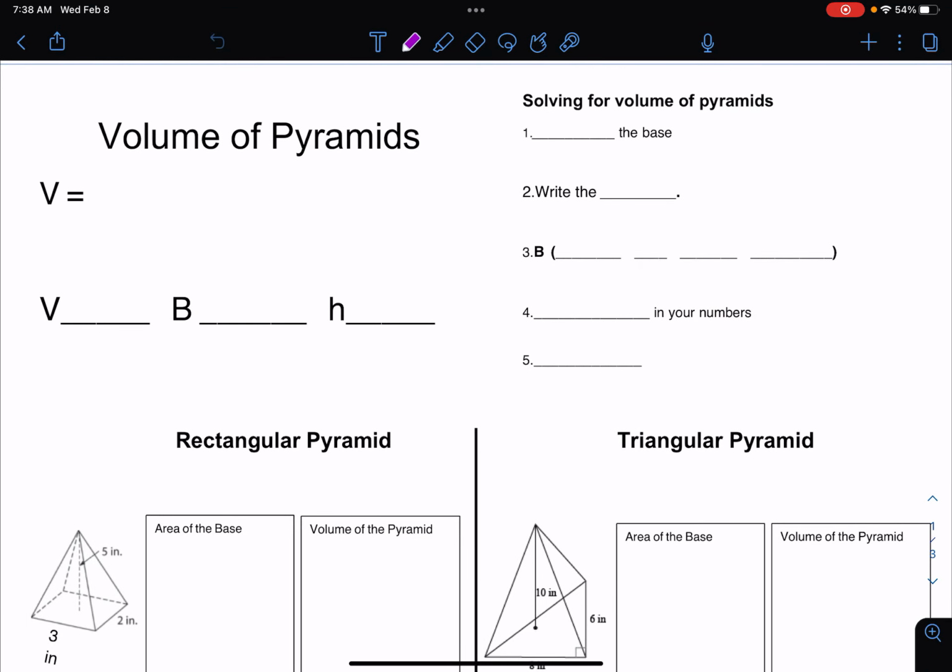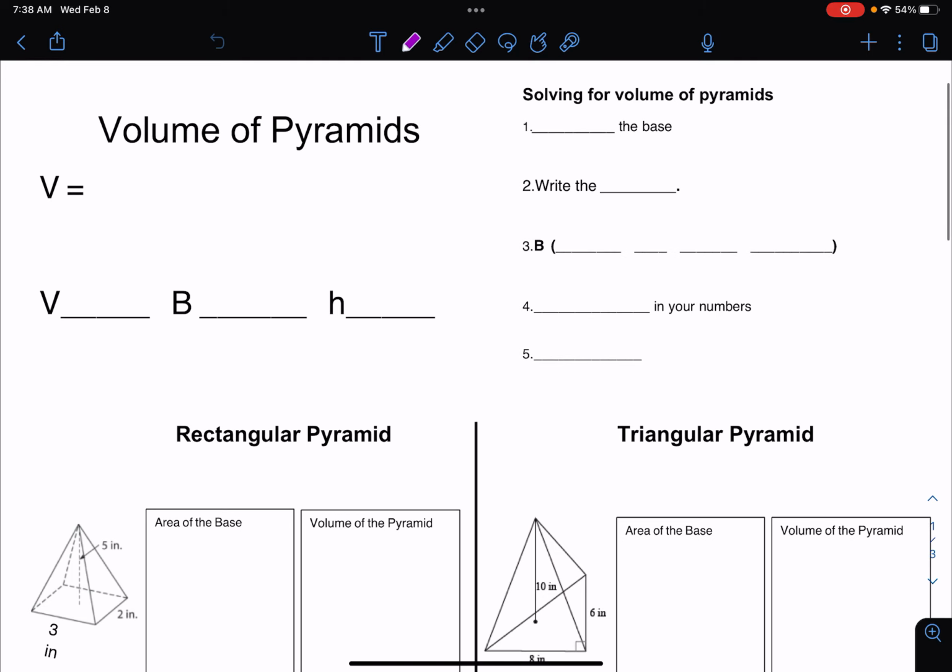Okay, so if you're watching this video, it's because you are having issues with today's assignment. So we're going to walk through the steps for solving a volume of a pyramid, and then we're going to work two examples, a rectangular pyramid and a triangular pyramid, to get help, or for it to be easier for you.